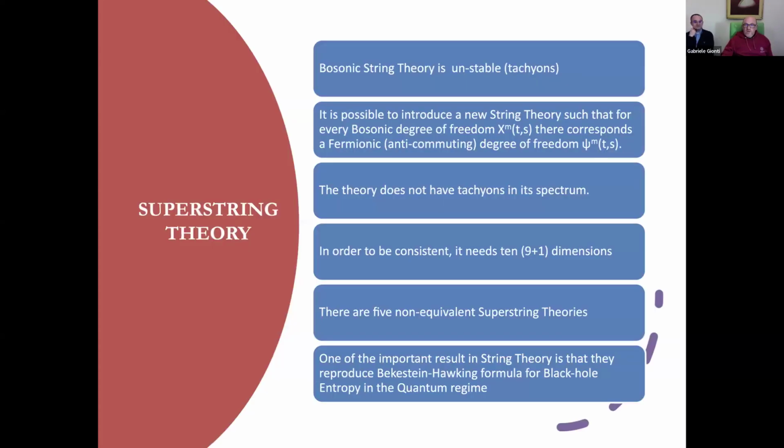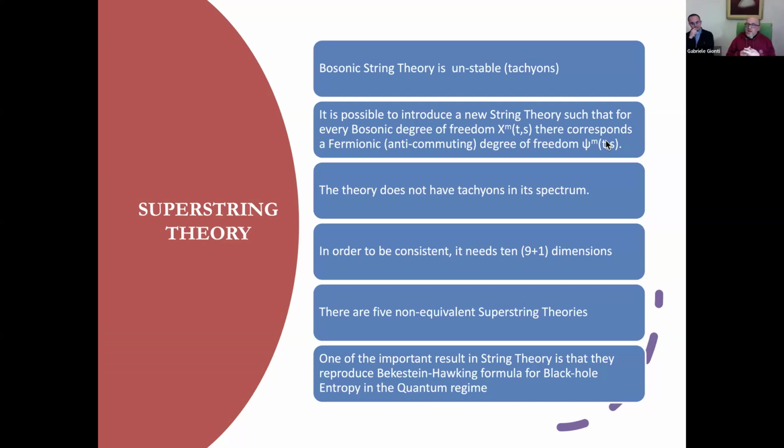Anyway, bosonic string theory, as I said, is unstable because of tachyons. It's possible to introduce a new string theory that goes beyond the bosonic string theory, because to each bosonic degree of freedom you introduce a fermionic degree of freedom, so you have what are called superstrings. So if you introduce supersymmetry in string theory, you get superstrings.